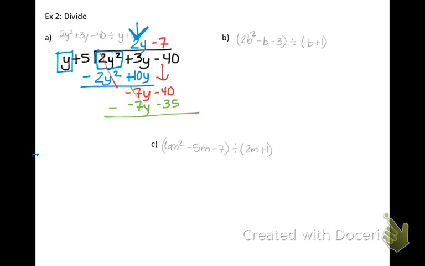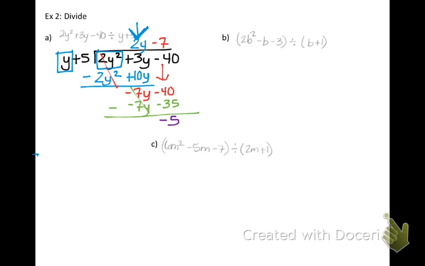Because what happens to a negative? Negative. Add it. So it becomes negative 40 plus 35. Which would be what? Negative 5. And that's my remainder.